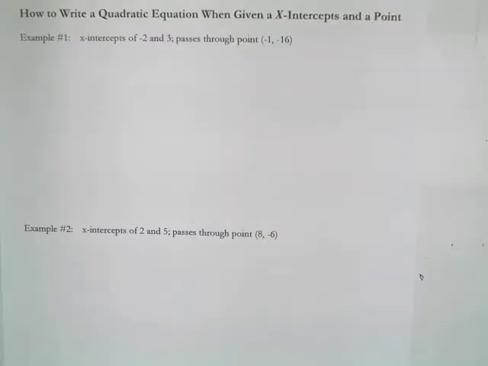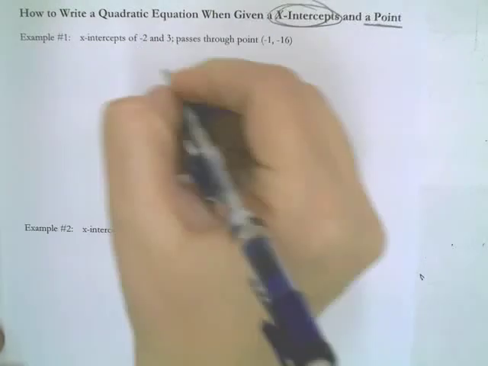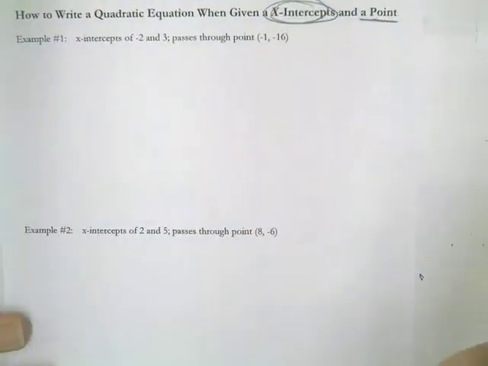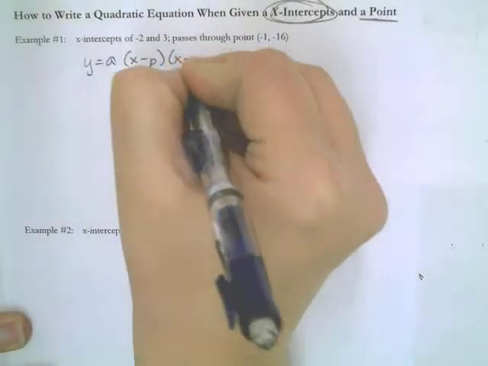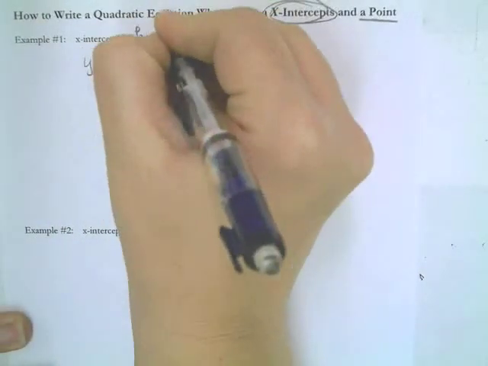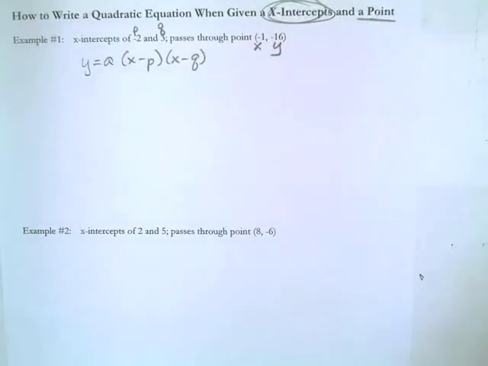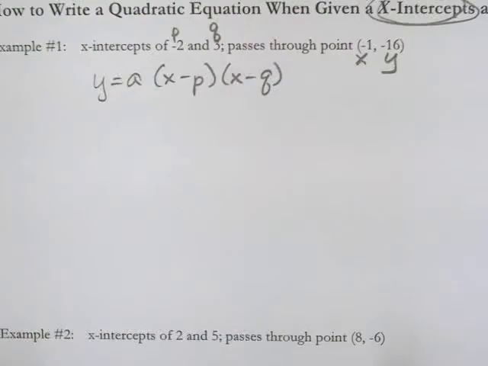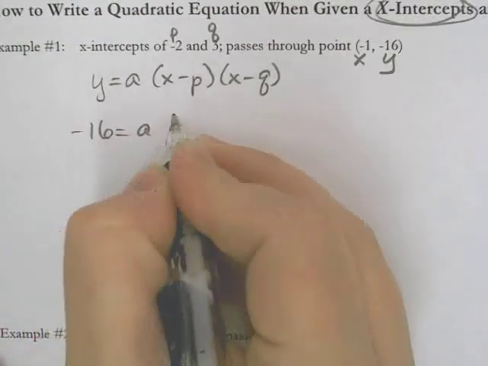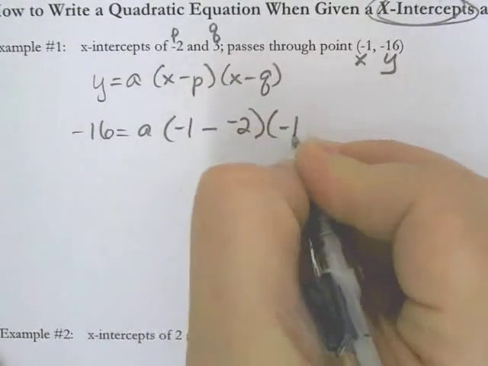Okay, the next type of problem we have is if I give you 2 intercepts. If you know what the intercepts are and a point. Well, intercepts is where it crosses the axis. And so remember our formula for intercept, y equals a(x minus p)(x minus q). This is our p, this is our q, this is our x, this is our y. Okay? So now I'm going to plug it in. My y value is negative 16. So negative 16 equals a. My x is negative 1, minus my p is negative 2. Negative 1 minus my q is 3.